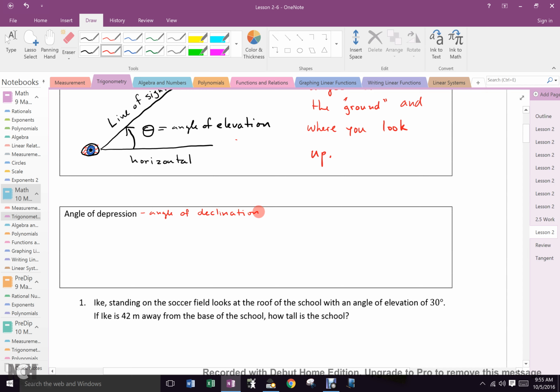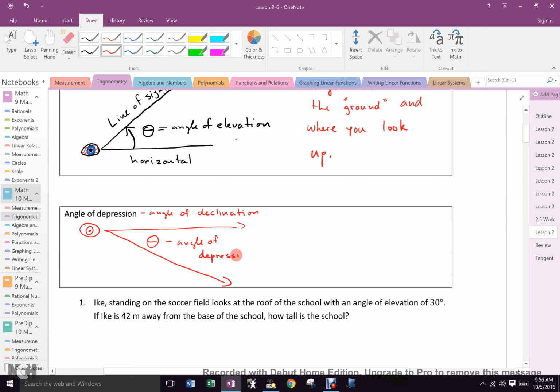Now, for some reason, everybody screws this up. We start with the eye. It looks horizontal. Agreed? Now, if the angle of elevation goes up, the angle of inclination goes up, where does the angle of declination go? Down. And where is the theta? In the middle. Right there is your angle of depression.